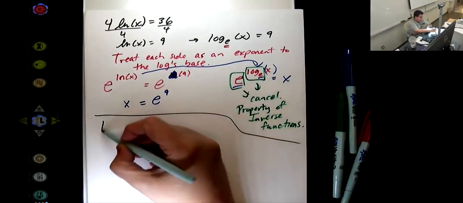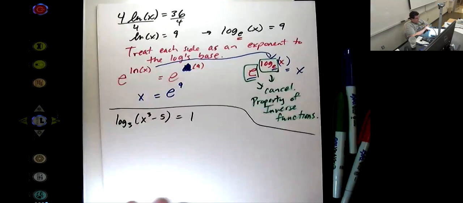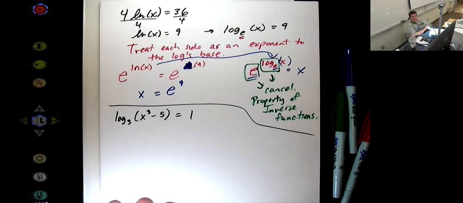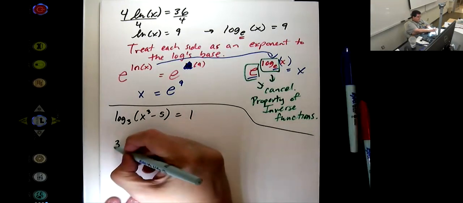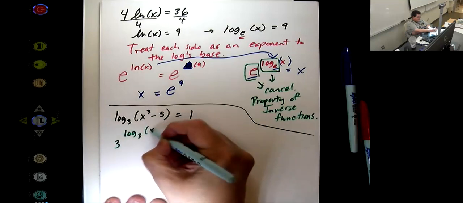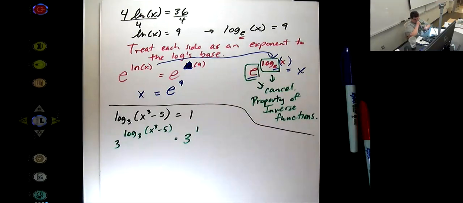So this is log base 3 of x cubed minus 5 equals 1. What we're going to do is take this, and the base is 3. So I'm going to write this as 3 to the log base 3 of x cubed minus 5 equals 3 to the first power. You can do that. Yep. Why 3 though? Because it's log base 3? I'm choosing 3 because of the log base 3, yeah.